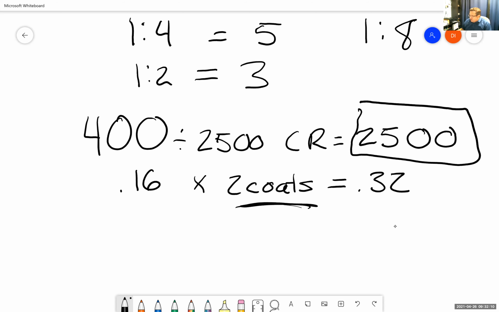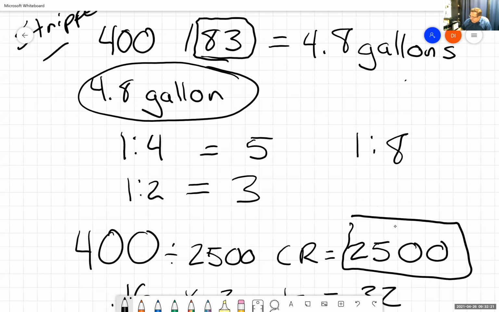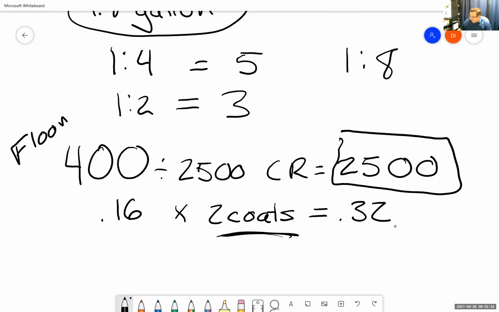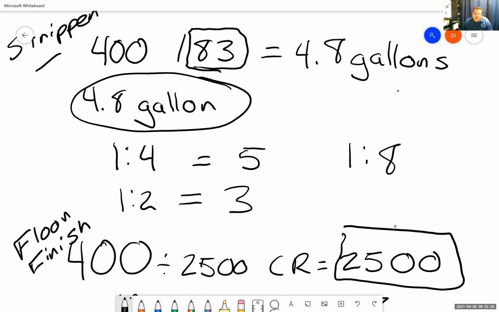So what we've just determined in this case was stripper, how to determine its coverage rate, and then here, floor finish. In the case of our job on Saturday, if we were using chemical stripper, we would have needed 1 gallon of concentrated stripper. Everybody understand that? Because we needed to make up 4.8 gallons of diluted stripper. So 1 gallon at a 1-to-4 rate would have been enough.